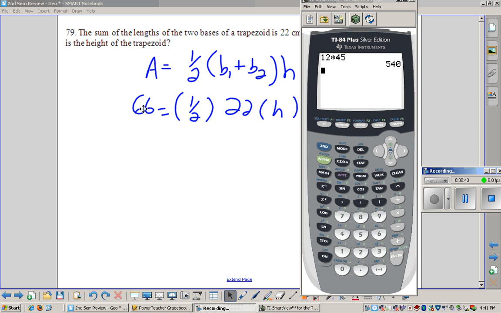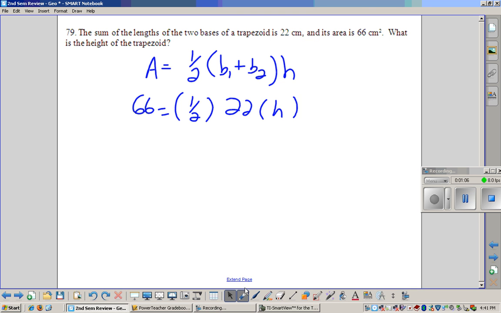Okay, so let's get rid of 66. Let's get rid of the 22 by dividing by 22. So 66 divided by 22 is 3. And then to get rid of a half, we'll multiply by 2 and get 6. So the height is 6.